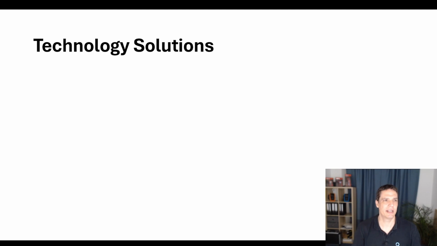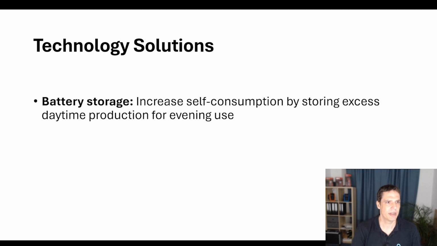Great, so let's have a look at some technology solutions. Obviously, battery storage can increase your self-consumption by storing excess energy during daytime and then using it in evenings, or even during the day when you've got more usage than you've got production. The excess loads can be supplied with stored energy from the battery. So it acts as a temporary storage space for energy and then matches your consumption and production better with each other.